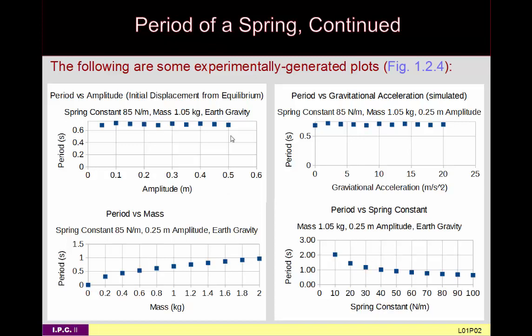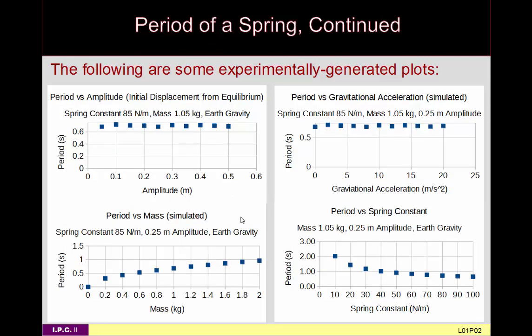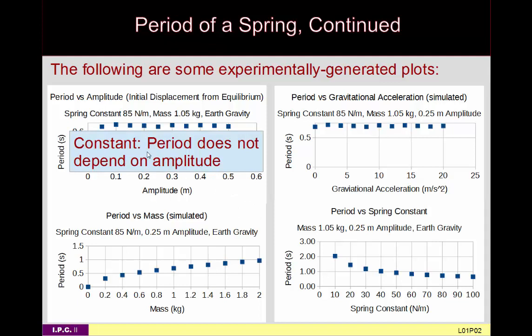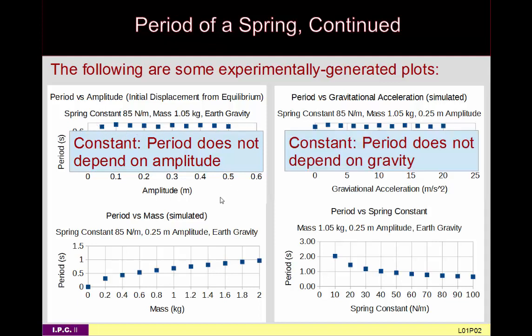And looking at each of these graphs, we notice that some of these plots are actually constant. So the period is not dependent on amplitude, for example, because you could draw a horizontal line of best fit for this plot. It's not going to depend upon the gravitational acceleration. You can draw a horizontal line of best fit for this plot. You might want to ask yourself at this point if either of these are what you would expect.